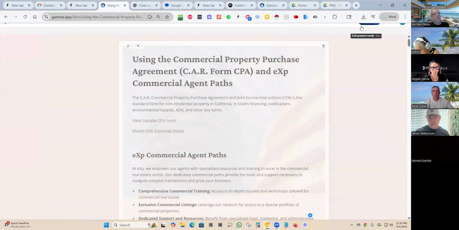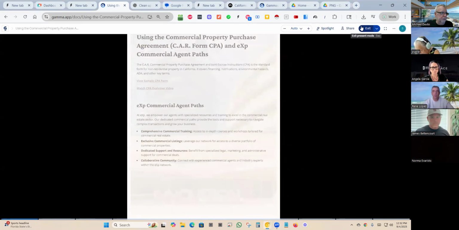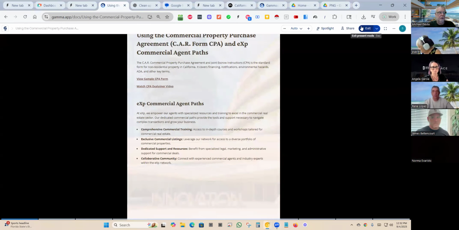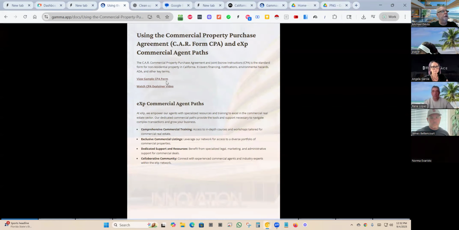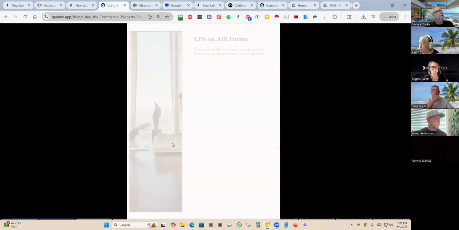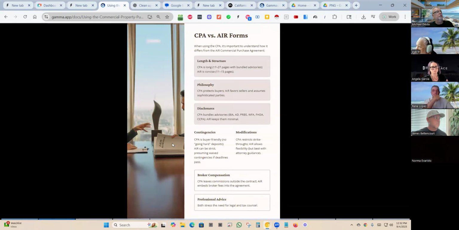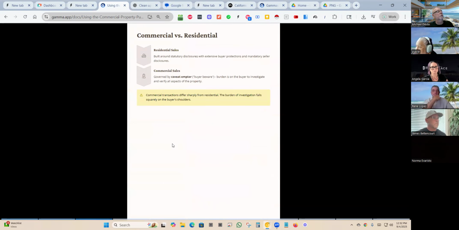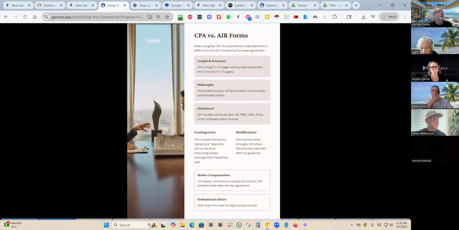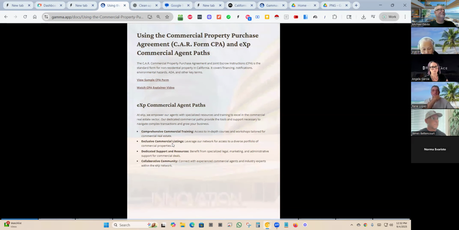Let's see, how does this look? All right. So this is what the handout looks like. We're going to take a look at some of the forms. And then there's an explainer video, which took me a while to tweak. And then it talks a little bit about commercial agents' paths. It made more changes than I wanted it to.